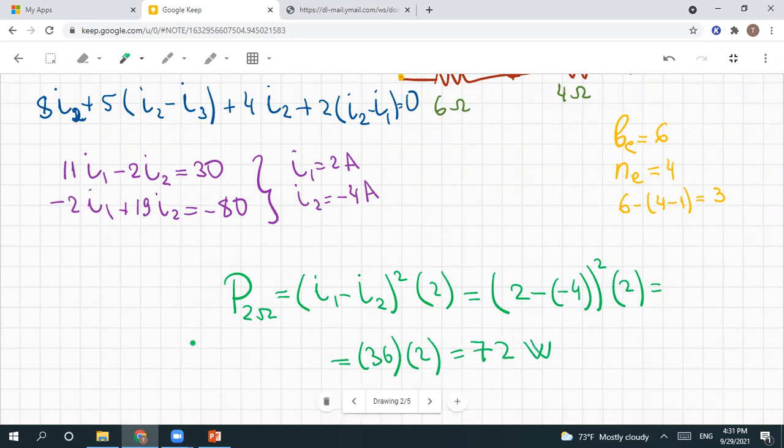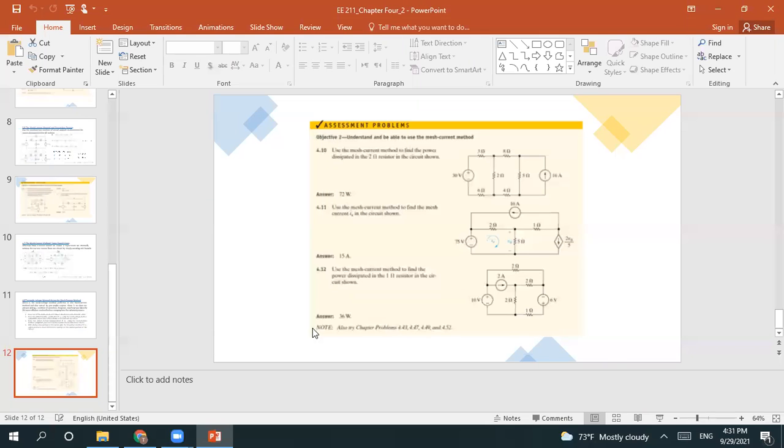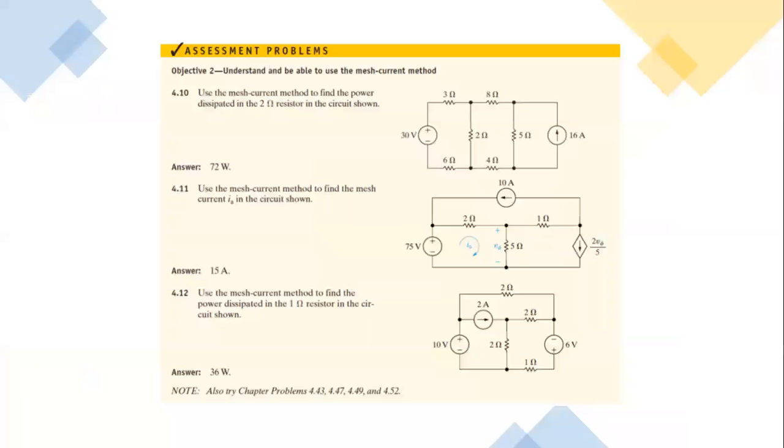72 watts. So if we go back to our presentation, let's see what is the power. We see that it is 72 watts. Okay, any questions, please? Any questions?